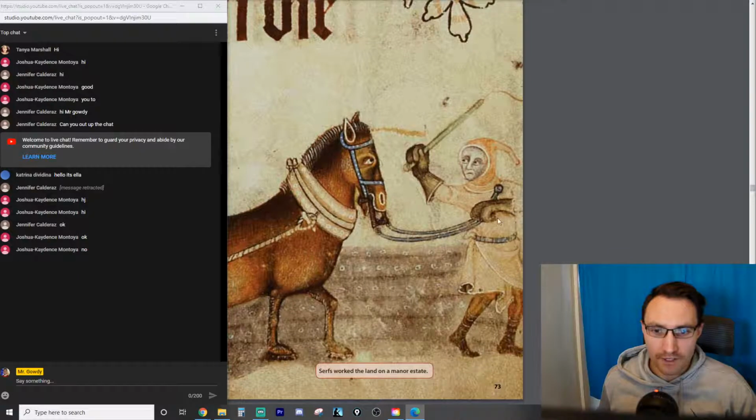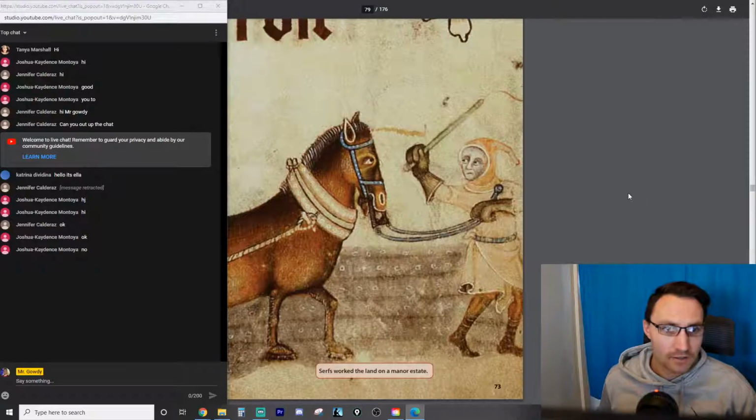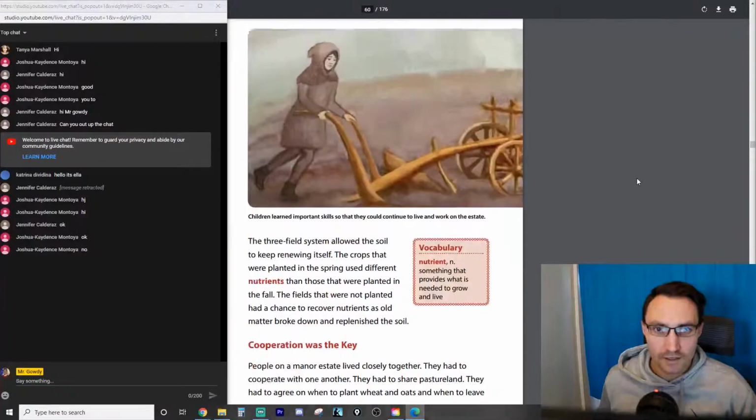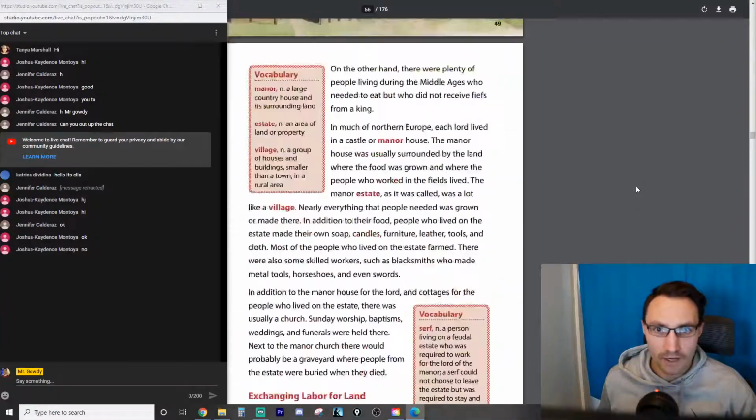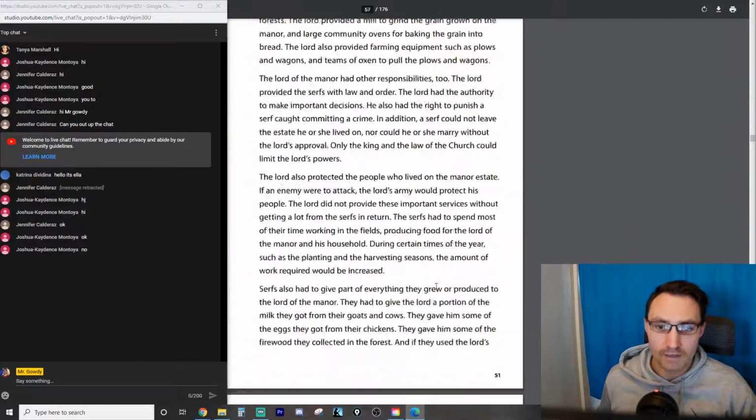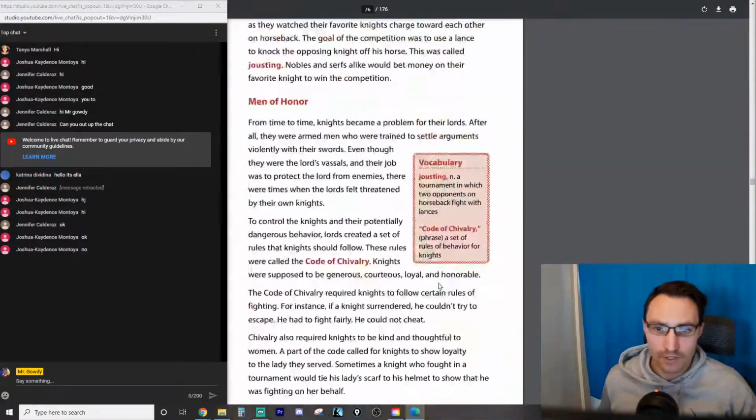Okay, so if we scroll down and look at this picture, the serfs worked the land on a manor estate. So if we scroll up really quick, because I know it's been about a week since we covered this, let's go back up to the manor estate, right? So this is it right here. The lord or the knight, the person that owned the manor estate, lived in the manor house. And then you have the serfs that lived in these little houses. You had the church where they would celebrate together. And you'd have other places of work like the mill, right, where they'd make bread and they'd work the land. So there's a little picture of that, okay?